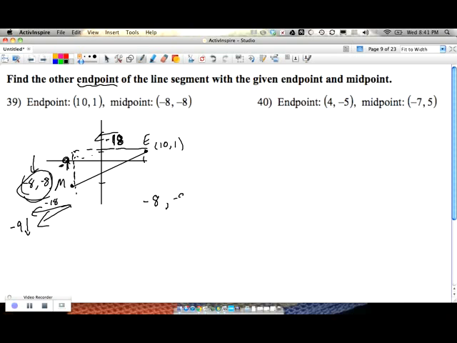So let's start with (-8, -8). We're going to move left 18. We're going to move down 9. So if I add these movements in here, that's going to give me (-26, -17). That's a pretty big movement. It's way down there, probably off the screen.